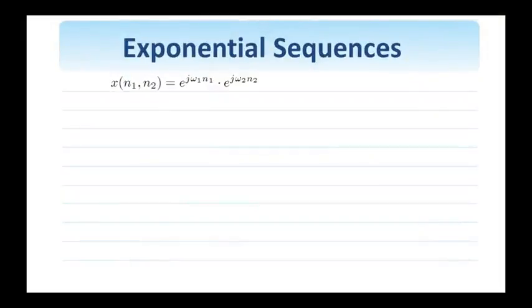Complex exponentials are very important signals in digital signal processing. Here we see a two-dimensional complex exponential at frequencies omega 1, omega 2. They're important for at least two reasons. The first one is that they're eigenfunctions of linear and spatially invariant systems.